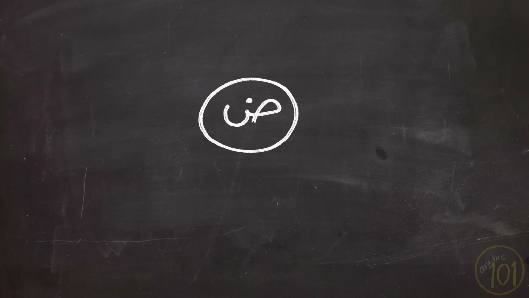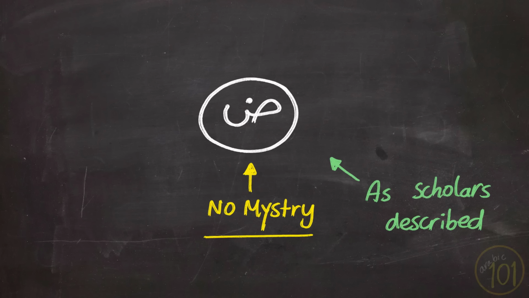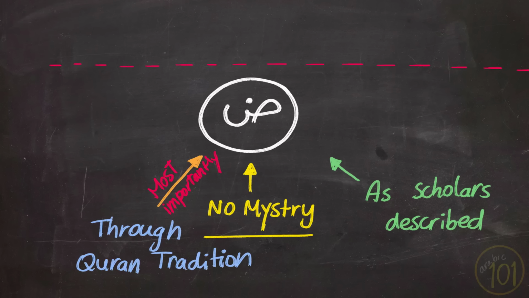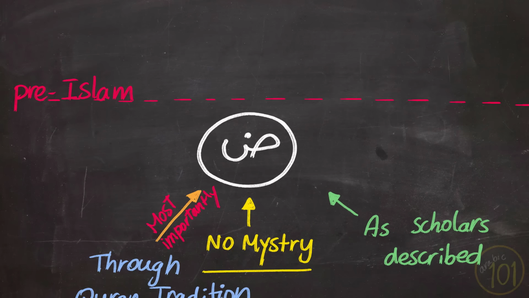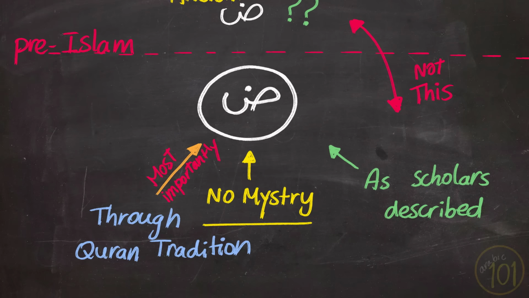So, in conclusion, the sound of Dhad is not a mystery or something that needs guessing or finding out. It is something that we use today exactly as it was explained and described by the earlier scholars and as it reached us with the Quran tradition. There could be other ancient versions of Dhad or other letters pre-Islam, but that is not the standard variation of classical Arabic and not what our scholars have described in their work.